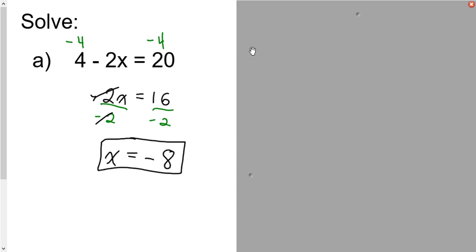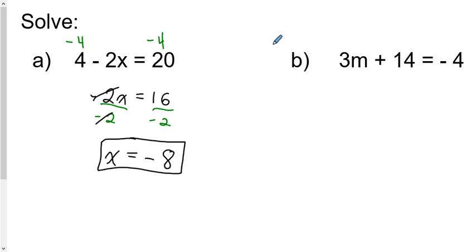We're probably pretty familiar with that. Let's try another one. Here's another two-step equation. We've seen these before, we saw them yesterday, so we don't feel too bad about them. Let's start by undoing the addition. Let's subtract 14 from both sides.